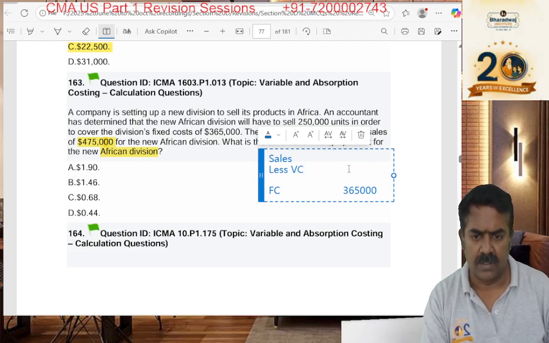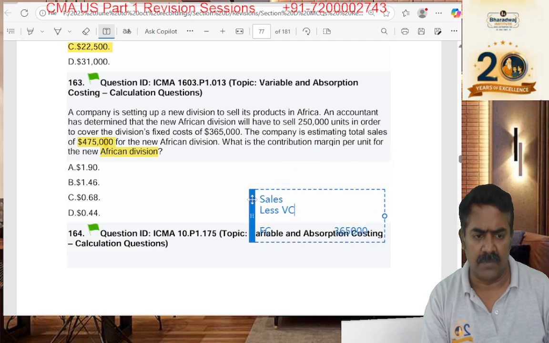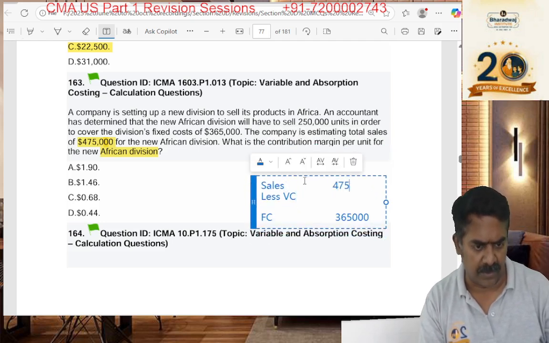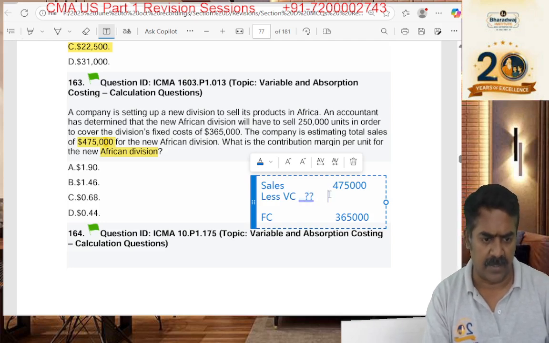What is the fixed cost? 3,65,000. Okay. What is given? Total sales, how much is given? If it is 15,000, this much will be covered. Yes. So what will be your variable cost? What will be your variable cost? Balance.